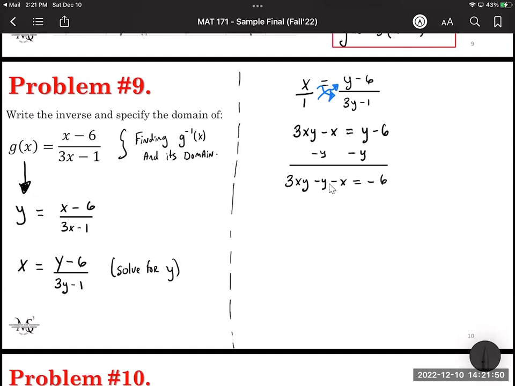Now, when the y's are on one side of the equation, the terms that do not have a y must be moved to the other side of the equation. On the left-hand side, all the terms contain a y except one, this negative x. So I can move it to the other side as well. I add x on both sides, which makes the x on the left cancel out. You get 3xy minus y is equal to x minus 6, right? Negative 6 plus x is the same thing as x minus 6.